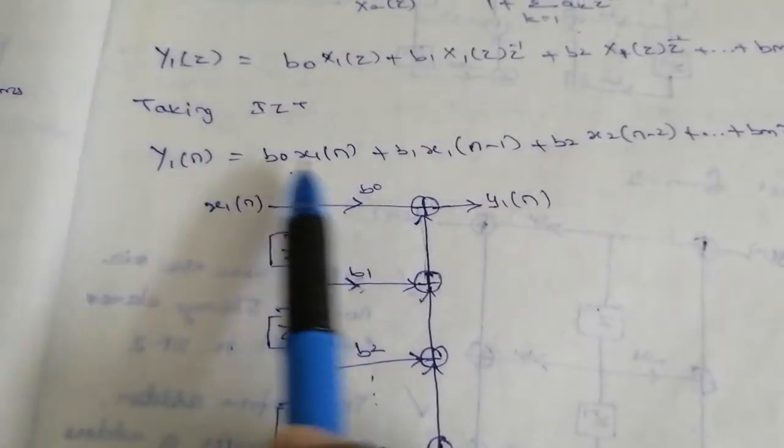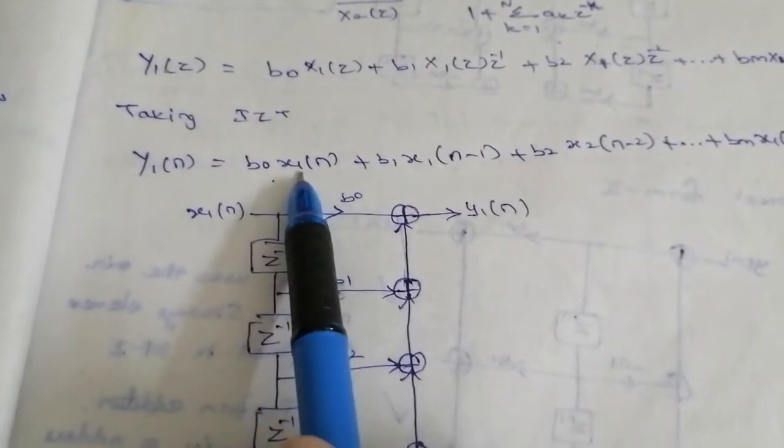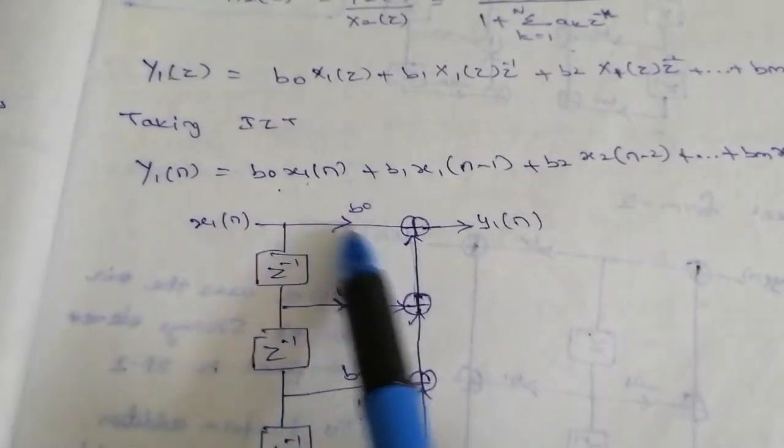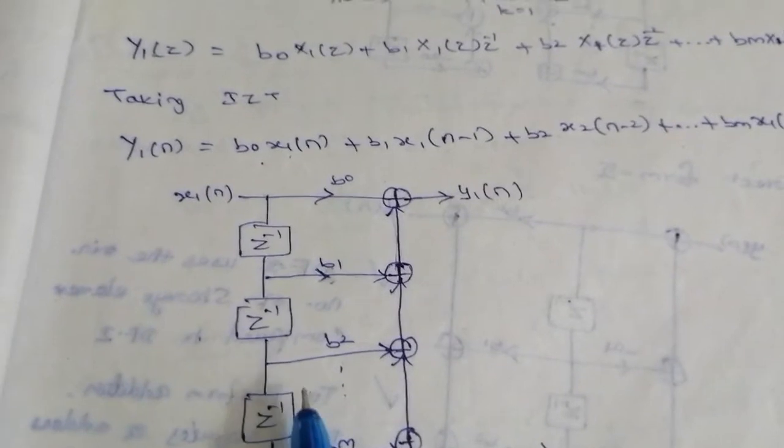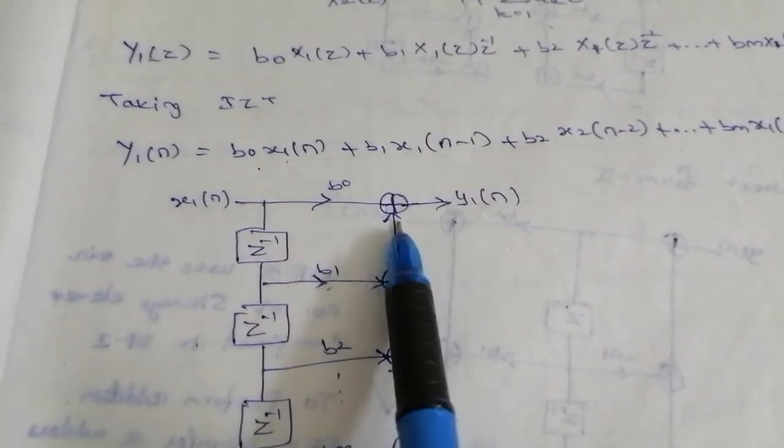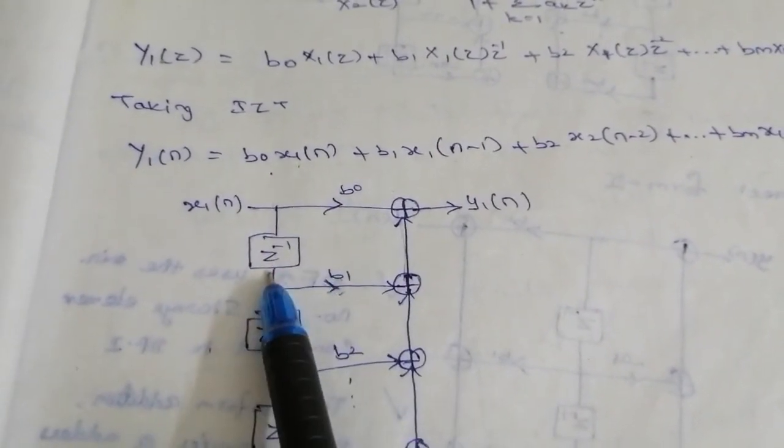This y1(n) is this equation. This equation is represented in the direct form 1 structure. So in this structure we are using three basic blocks: one is adder, multiplier, and delay elements, right?